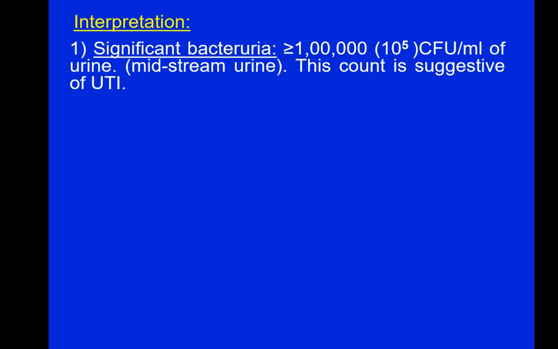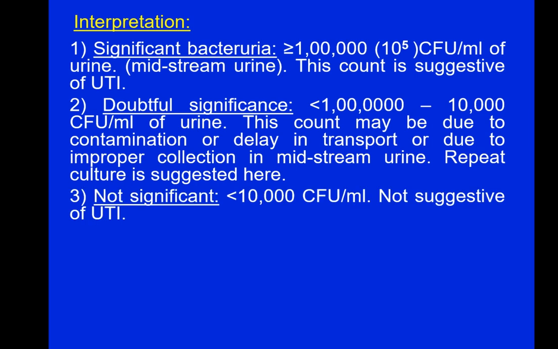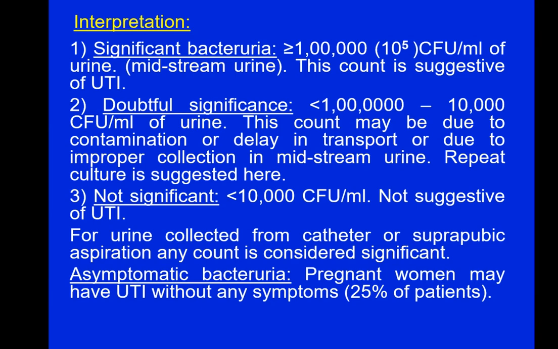So how do we interpret this? If more than 1 lakh organisms are present, that is approximately 10 to the power of 5 CFU per ml of urine in midstream, it is suggestive of UTI. Doubtful significance is less than 1 lakh, approximately 10,000 CFU per ml. This count may be due to contamination or delay in transportation, so we have to repeat the culture. If it is less than 10,000, it is non-suggestive of UTI.